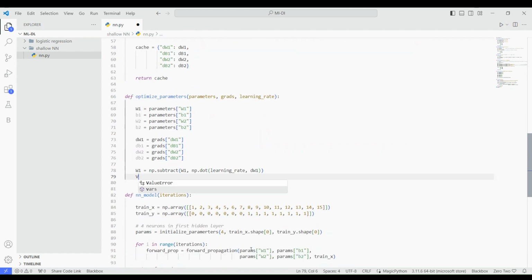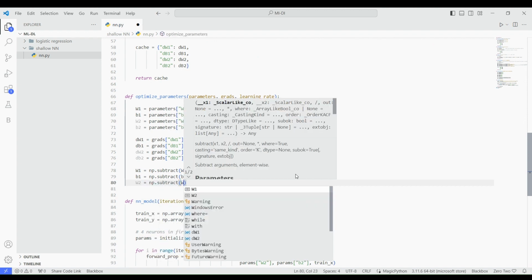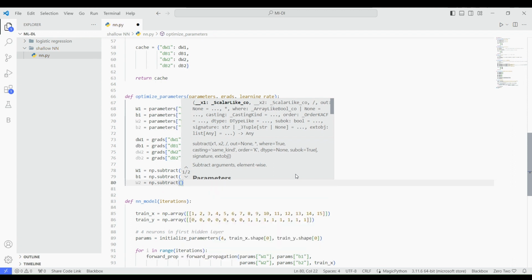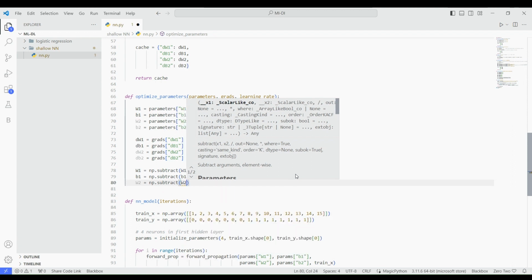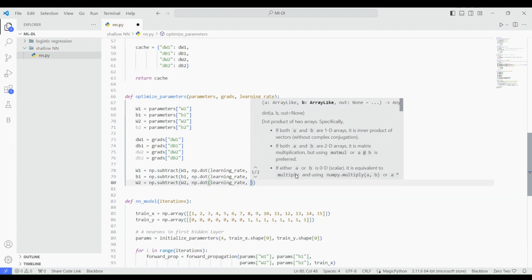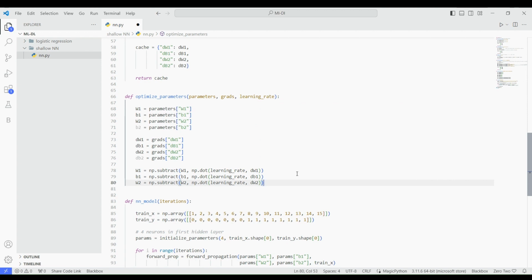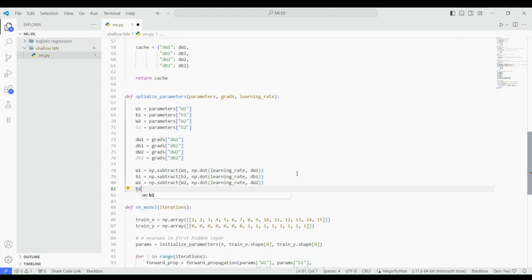And similarly, B1, okay, I just did it all. W2 is going to equal numpy subtract W2 by the dot product of our learning rate and our derivative of W2, right? And it should do this for us. Okay, no. So B2 is equal to numpy subtract.